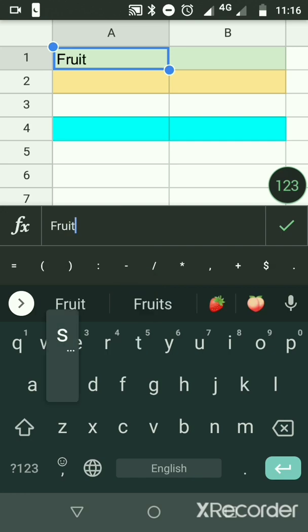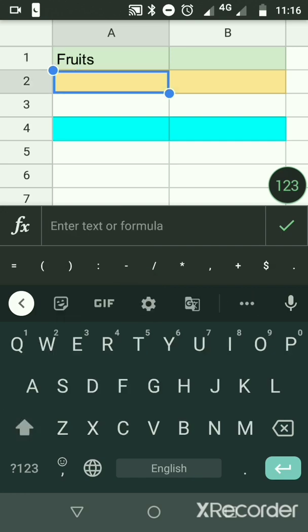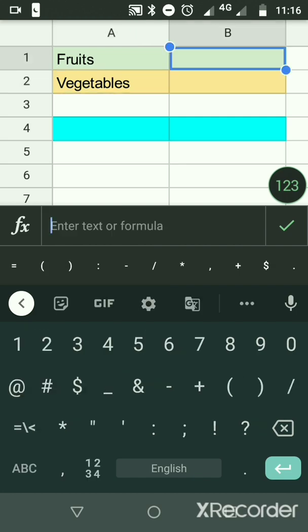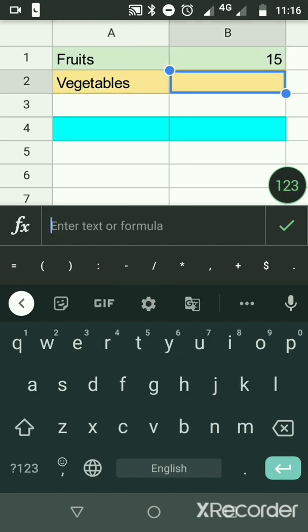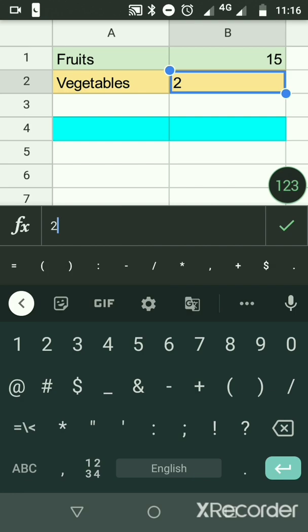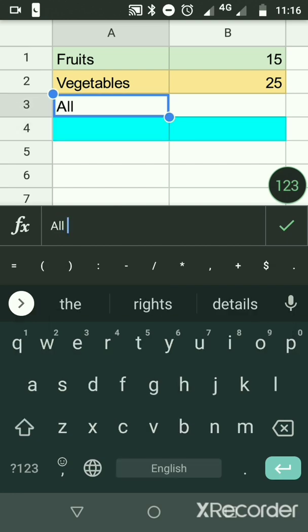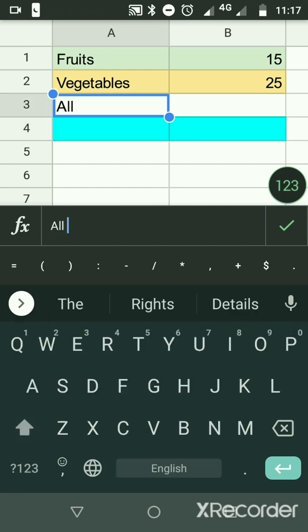Write fruits, vegetables. Fruit quantity is 15, vegetables quantity 25. All stock.